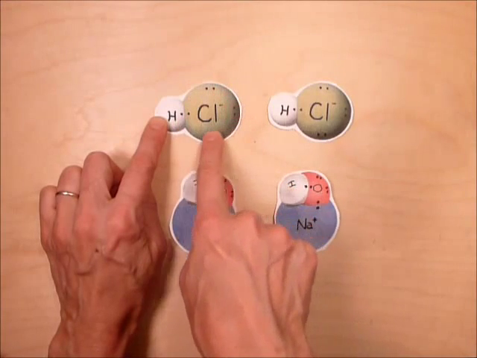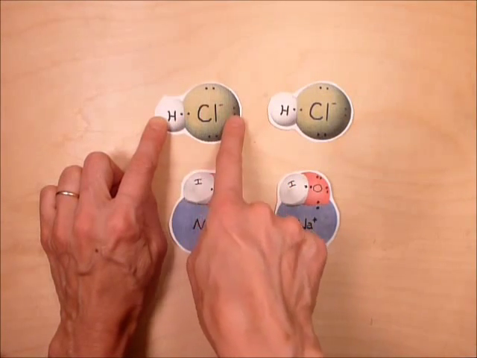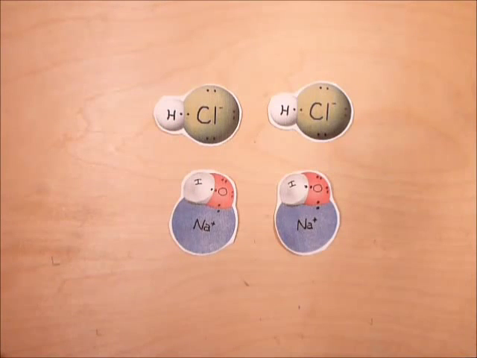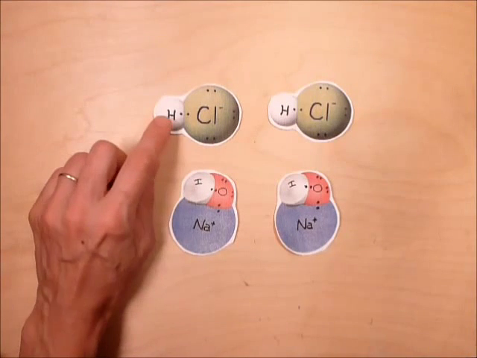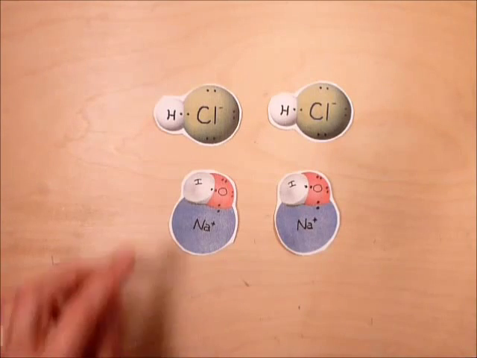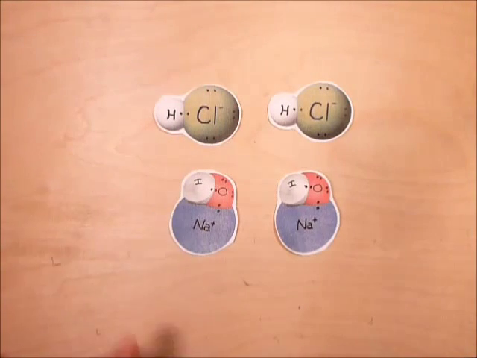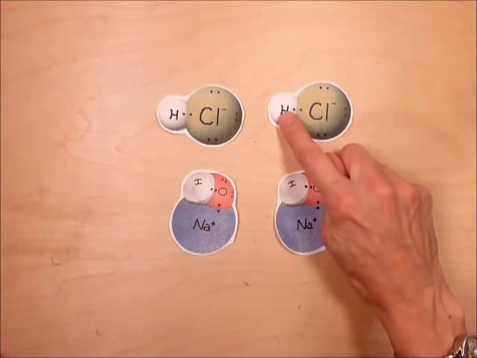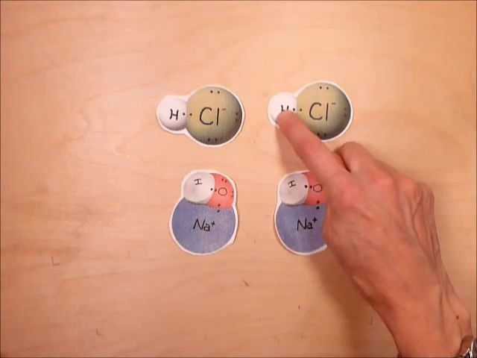Chlorine has 7 in its outer shell. There's its 1, 2, 3, 4, 5, 6, 7. And we know that hydrogen has 1, and chlorine would like to have 8. So these guys are going to share to make 2, 4, 6, 8. And this is similar to what we saw in the water molecule, right? Hydrogen is always willing to donate its electron to somebody else. And that leaves the proton pretty much by itself, right?